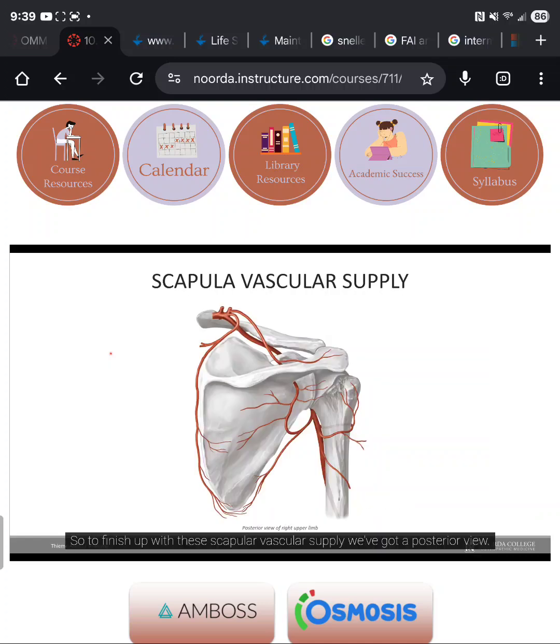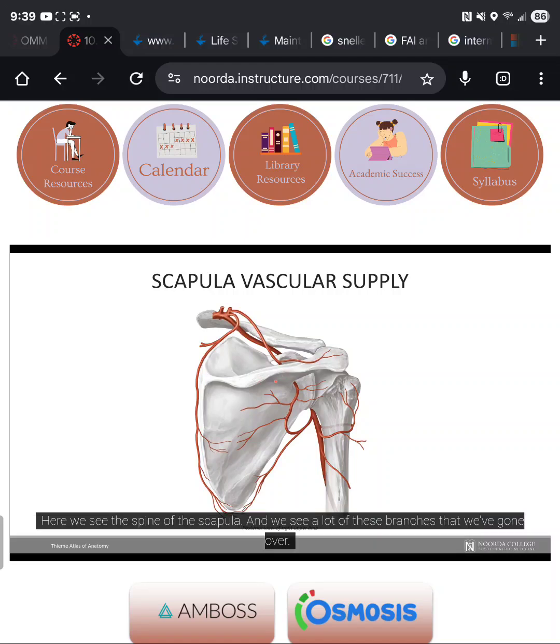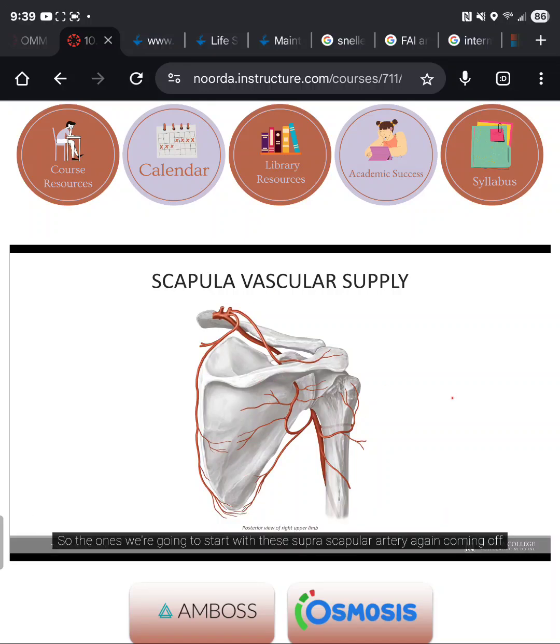So to finish up with the scapula vascular supply, we've got a posterior view here. We see the spine of the scapula, and we see a lot of these branches that we've gone over. So the ones we're going to start with, the suprascapular artery, again coming off of that thyrocervical trunk. That swings over, the nerve goes under this ligament, the artery goes superior to it, and you see it supplies supraspinatus, and then it swings down to also supply infraspinatus.